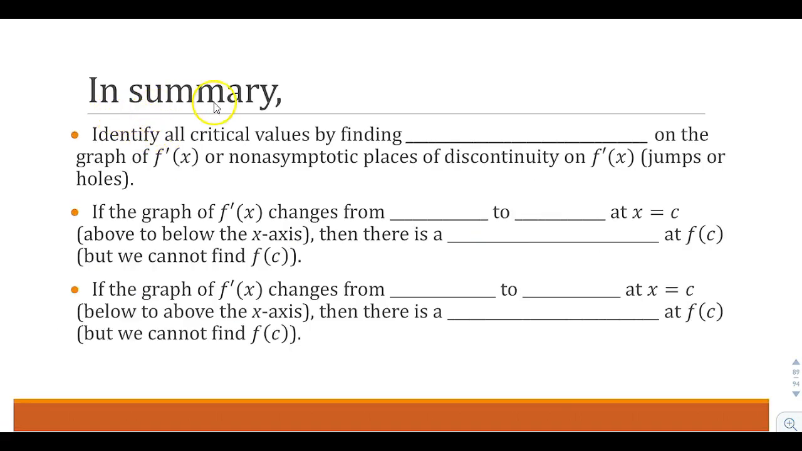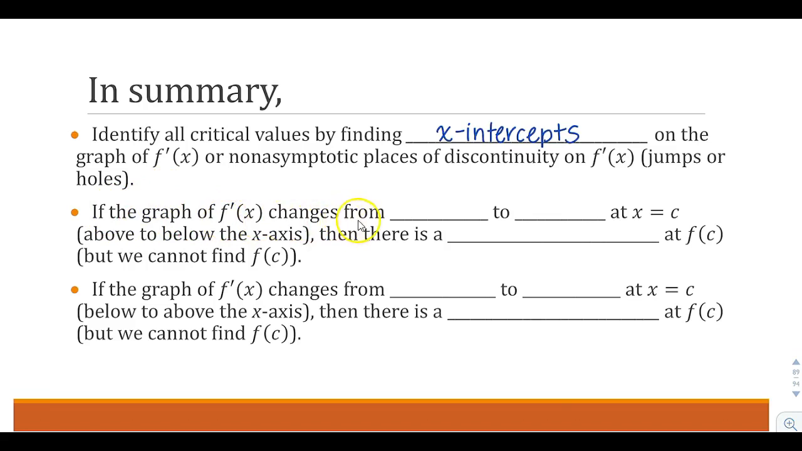So in summary, regarding reading the graph of f prime, first we need to identify all critical values by finding x-intercepts on the graph of f prime, or any non-asymptotic places of discontinuity on f prime of x, like jumps or holes, because that's when the derivative would be undefined.